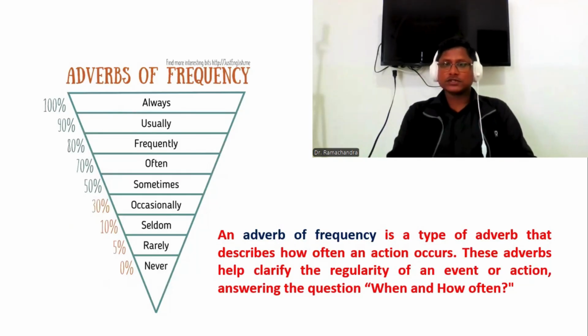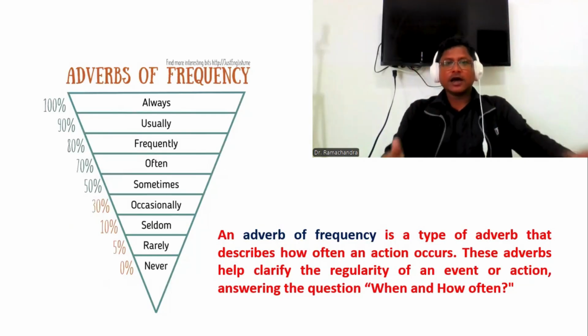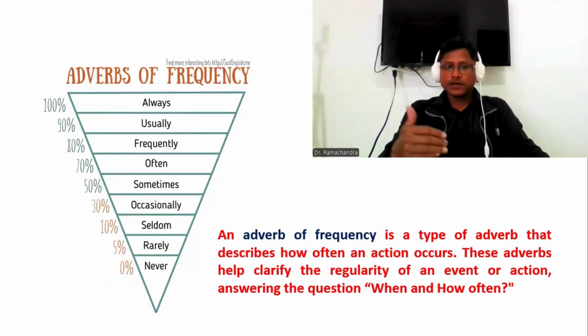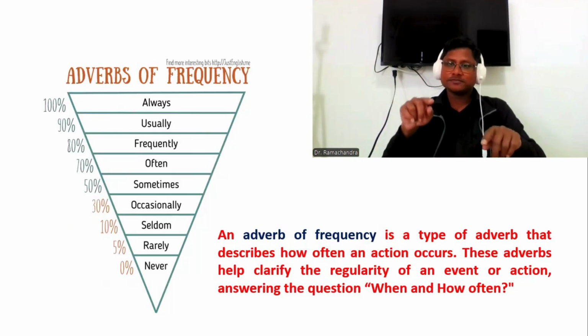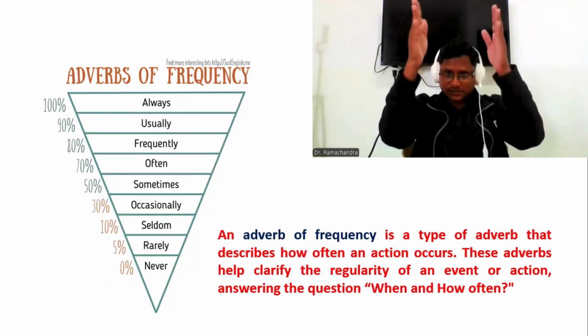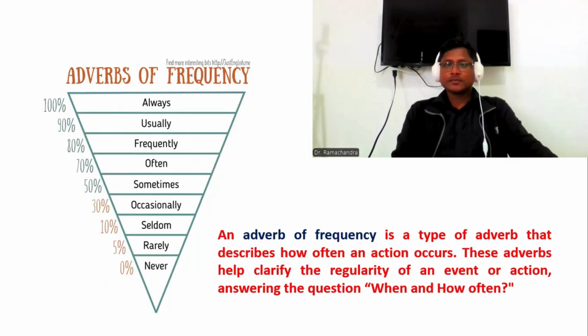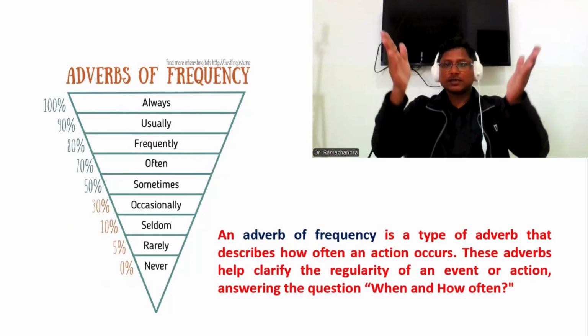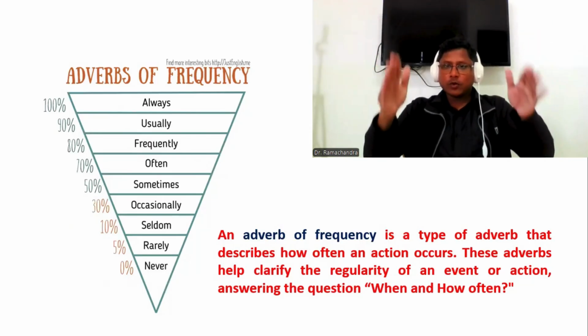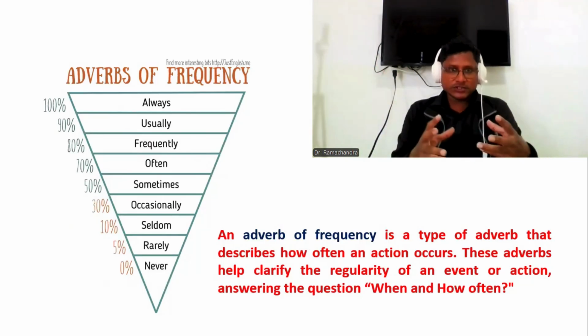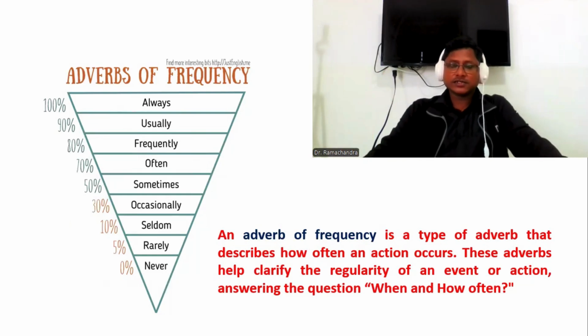Look at this: always, every day, 100%. You look at that, it's coming down. Usually, frequently, often, sometimes, occasionally, seldom, rarely, never. Never means never, 0. So the frequency is decreasing, and in the other direction the frequency is increasing. So when and where and how we use them, we're going to look at in the next lesson.